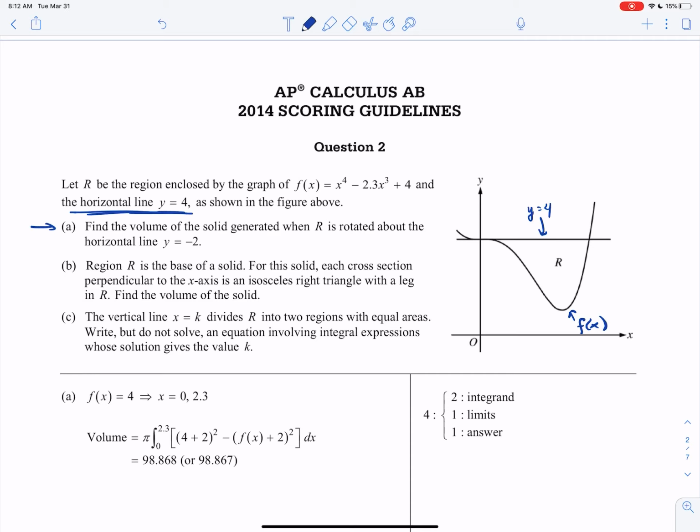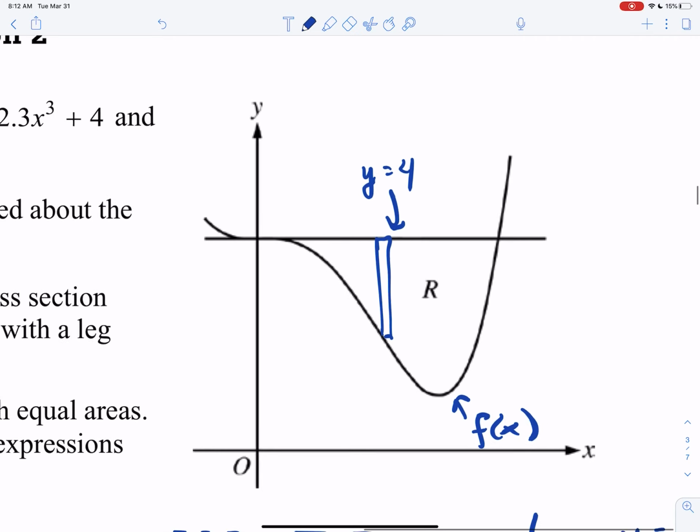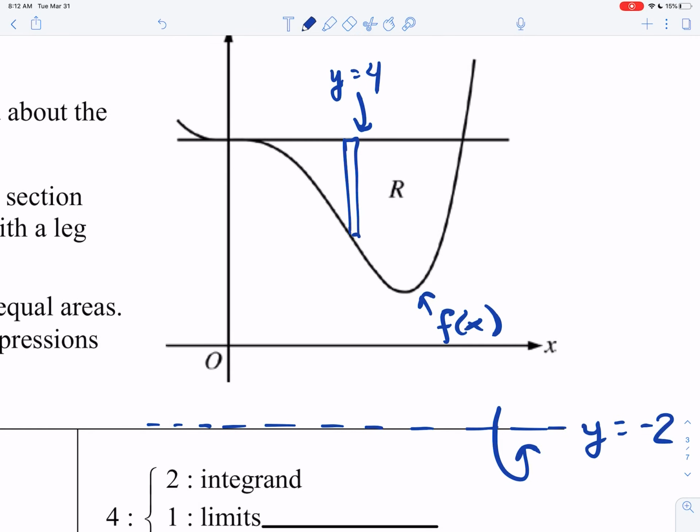Find the volume of the solid when you rotate this about y equals -2, which is somewhere down here. Since the equations are in terms of x, we want to favor a vertical rectangle so that we don't have to change the equations. The rectangle in relationship to the axis of rotation is perpendicular, so not parallel. So we want to use either a disc or a washer, but since there's a large gap between the rectangle and the axis of revolution, we know it has to be the washer method.